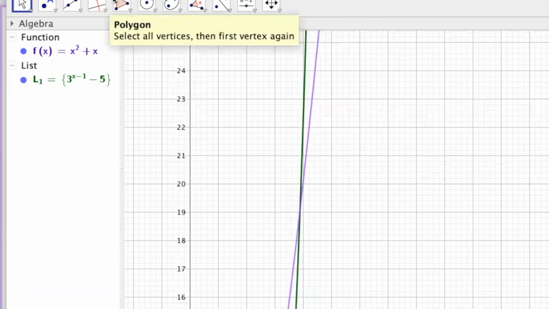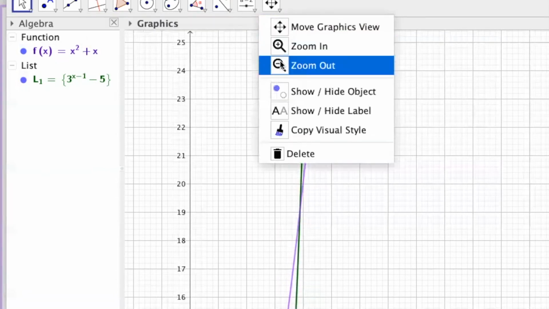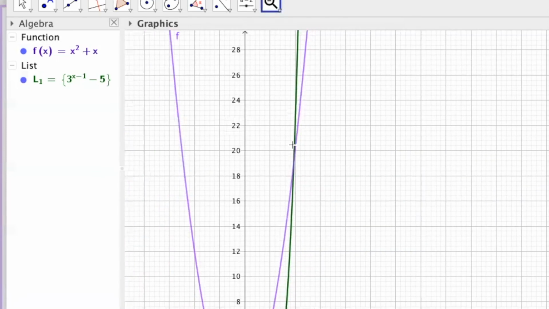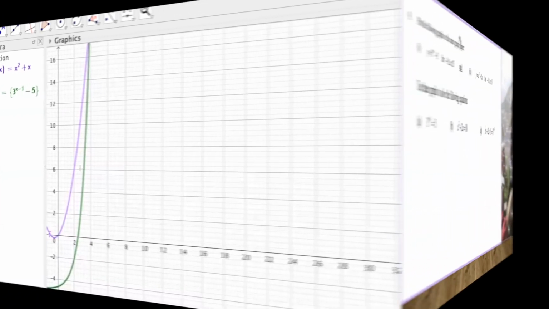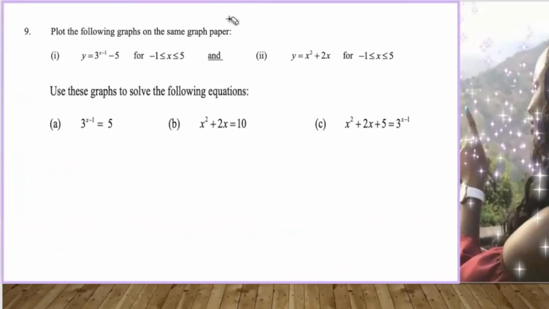So I'm going to decrease the size just so that you can get a clear idea how the graph looks. On your graph paper, this is what you'll be seeing. So you'll be seeing the shape like this, along with, so this purple line is x squared plus x, and this line represents 3 to the x minus 1 minus 5. But let's look at solving it. Here we're going to use the graph that we just saw to solve the following equations.